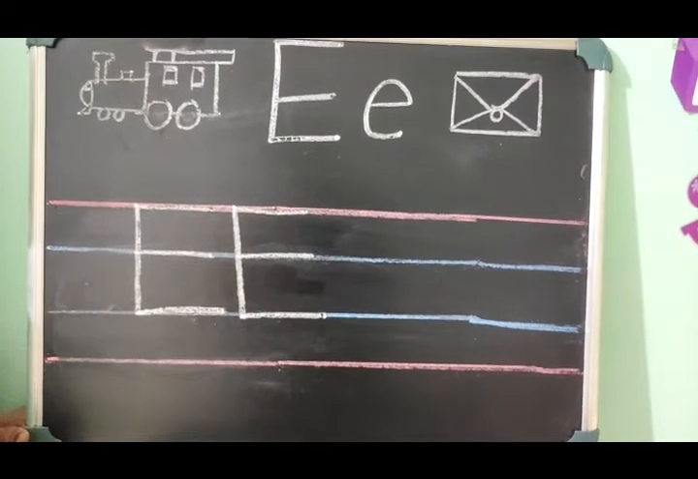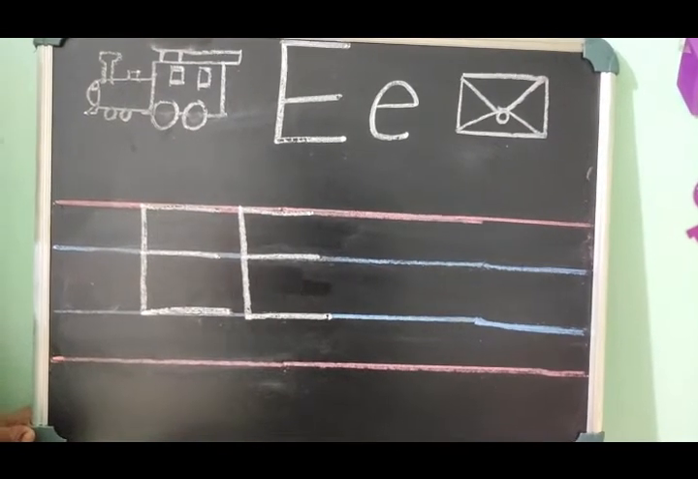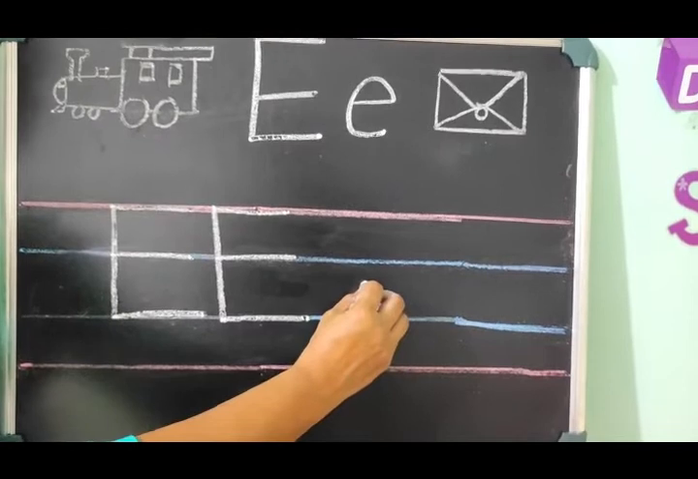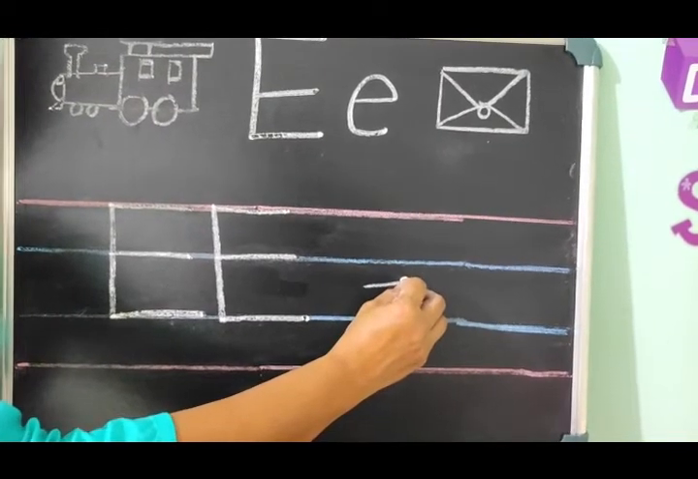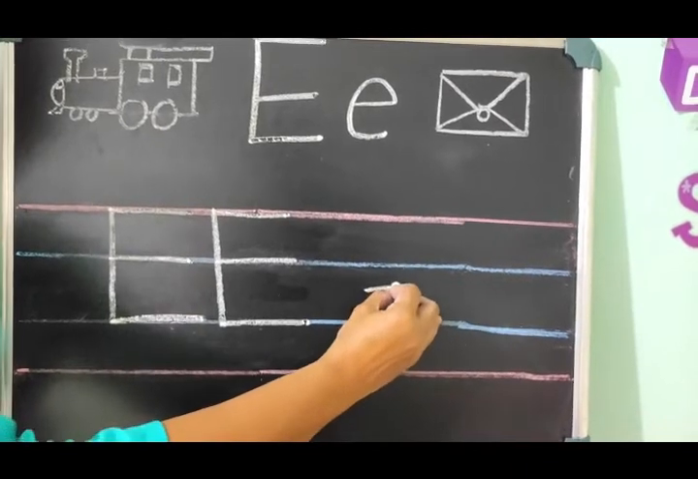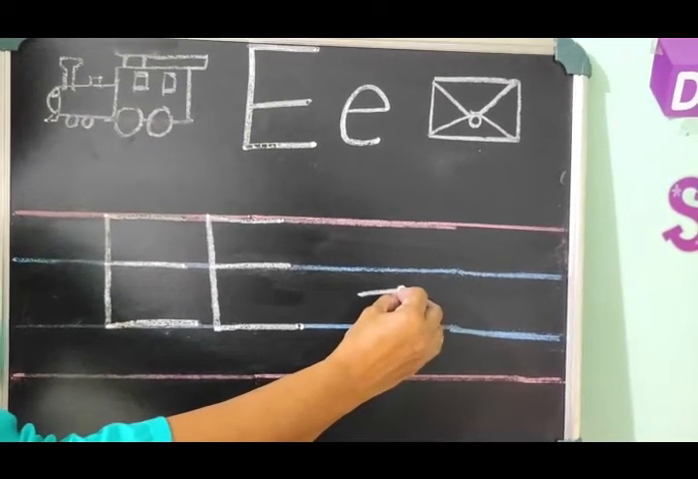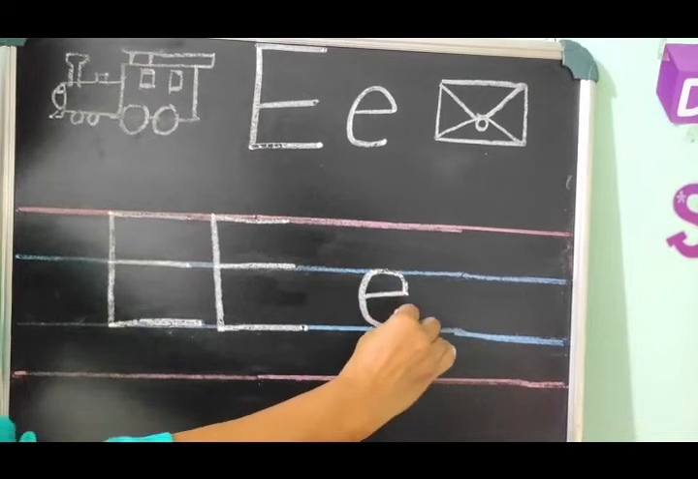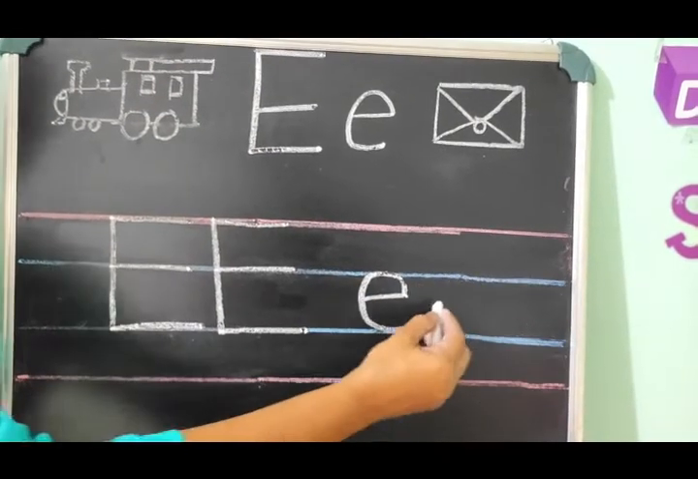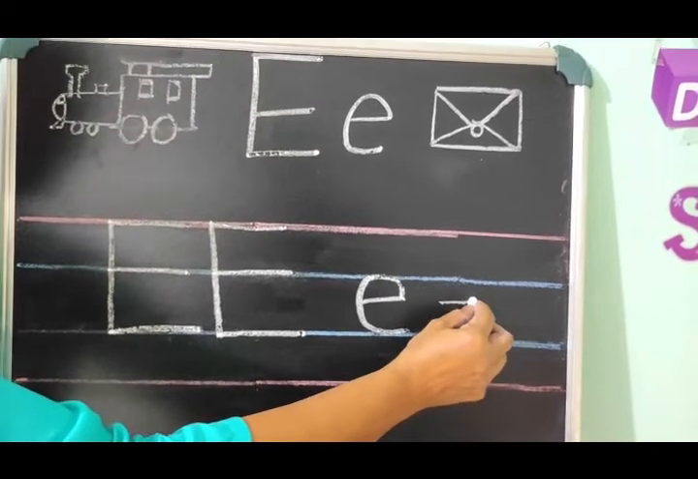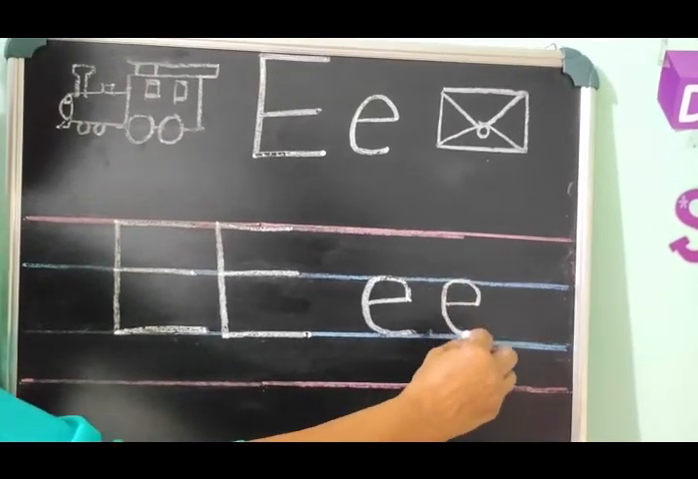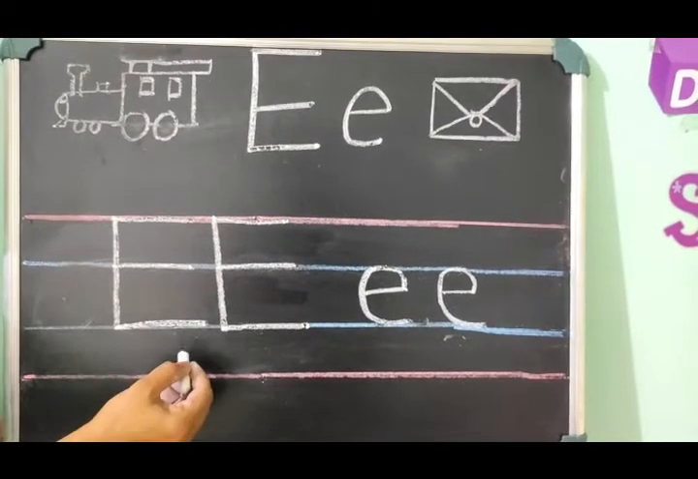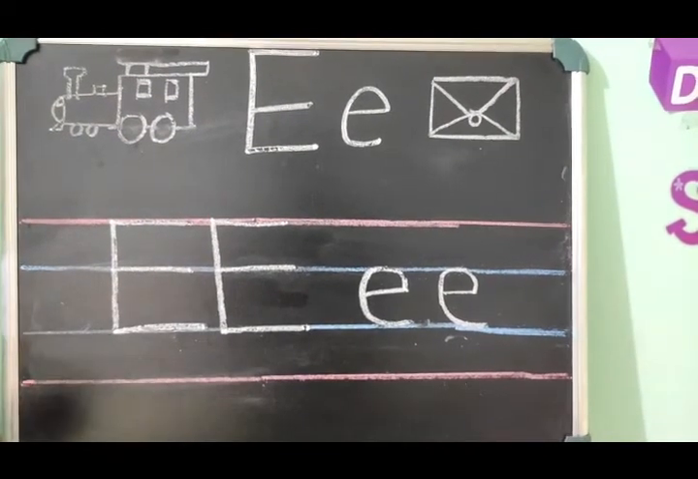Now, let's see how you will write small letter E. You have to make a sleeping line on the middle of the two blue lines. Go up, just bend, make a curve like this. This is small letter E. Please practice writing small letter E and capital letter E in your notebook.